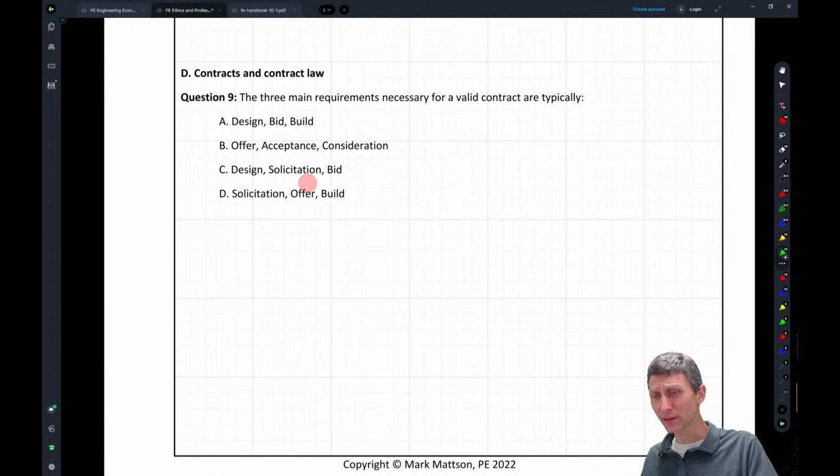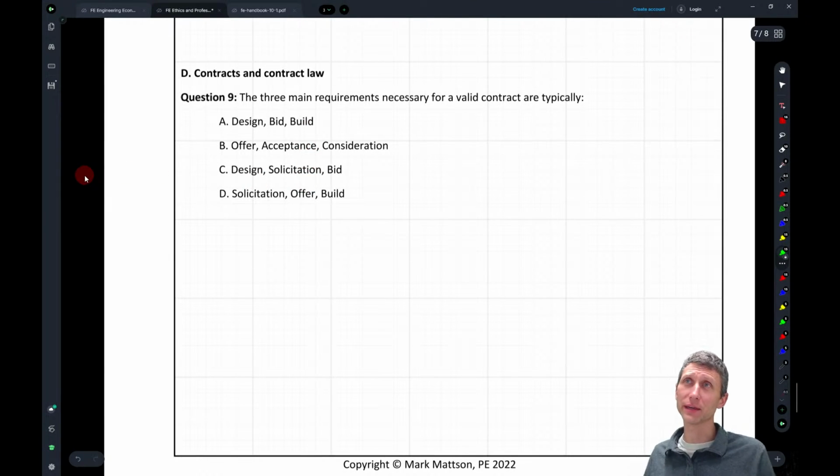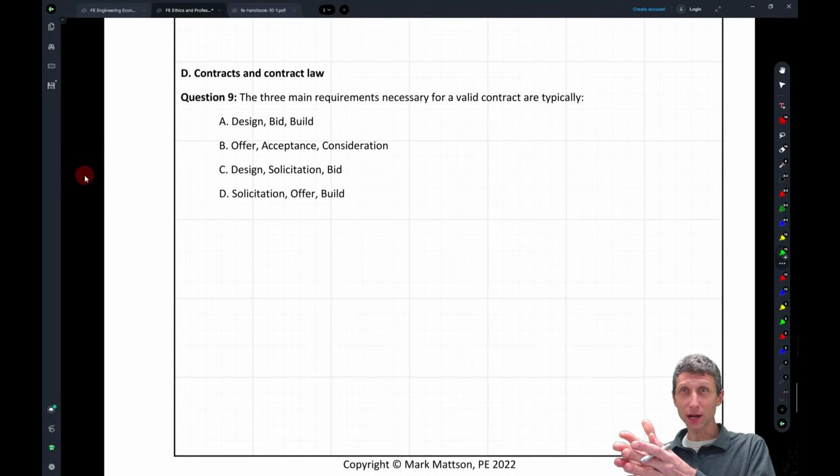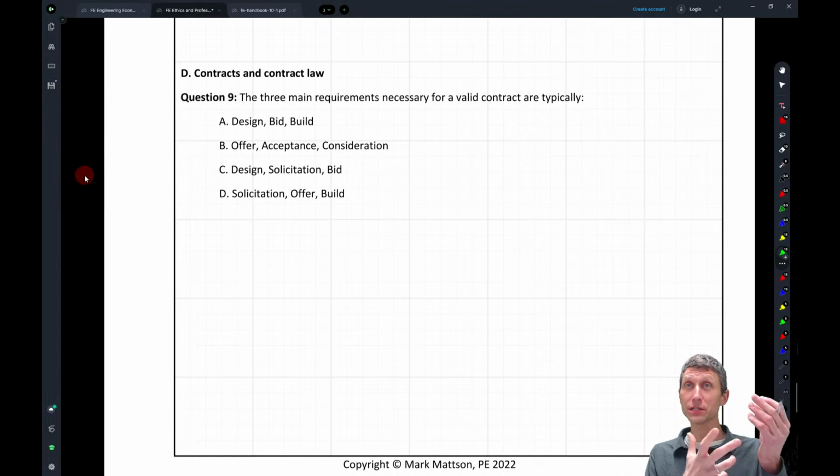Contracts and contract law. This one's not going to show up in the reference handbook, but it gets into construction a little bit, and I just thought I'd throw it out there. The three main requirements necessary for a valid contract are typically design, bid, build? No, that's a contract delivery method. Offer, acceptance, consideration. Somebody makes an offer, it's accepted, and there's consideration: some financial or monetary provision that says this is what's going to be paid, and we're going to exchange that. I like that one.